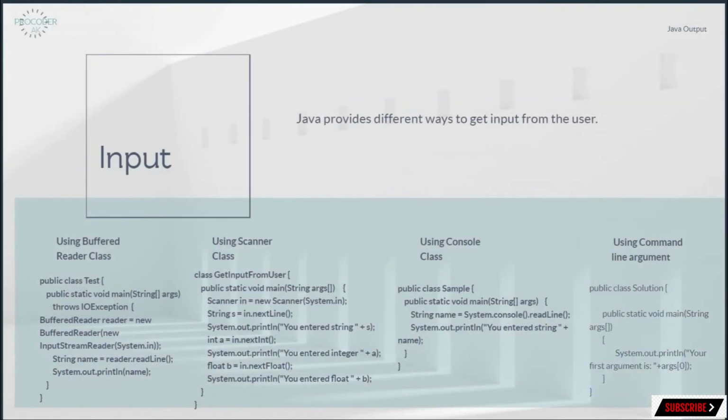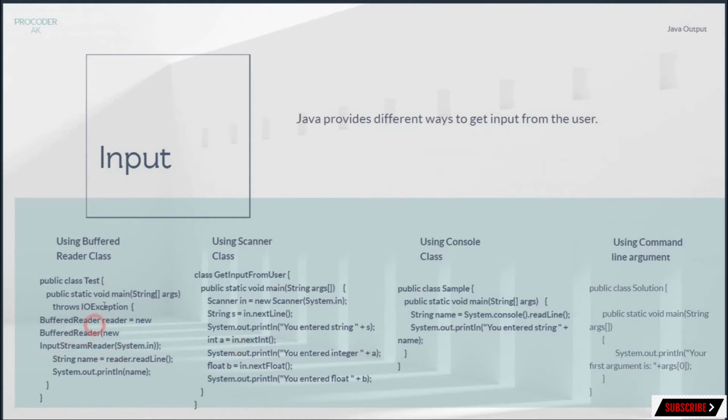Now let's talk about Java input, how we can get input from the user. There are a couple of ways to get input from the user. We can get input by using the BufferedReader class, and we can also get input by using the Scanner class. Similarly, we can get it using the Console class and the command line argument. Let's quickly understand how we can get input from the user using these different ways.